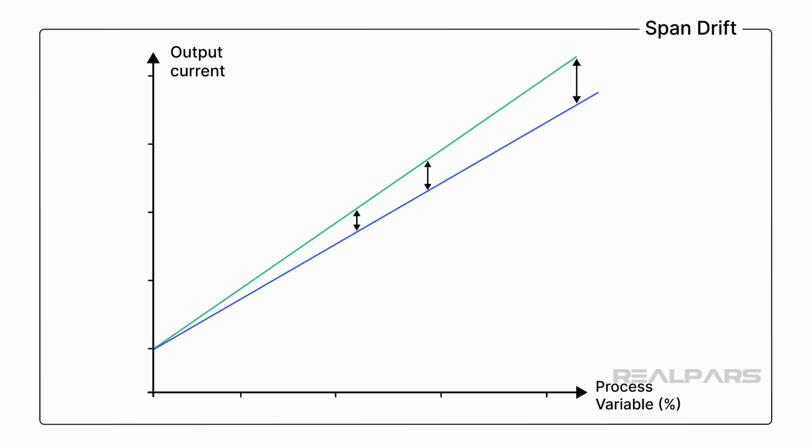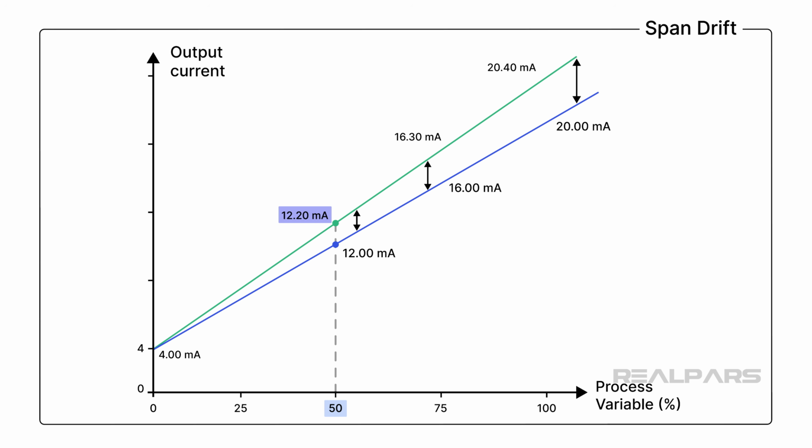With span drift, the measurement is accurate at the low end of the range, but the error increases as the process value rises. For example, the measurement is accurate at a 0% process variable, with a transmitter producing an output of 4.0 milliamps. At 50%, the transmitter outputs 12.2 milliamps instead of 12.0 milliamps. At 75%, it outputs 16.3 milliamps instead of 16.0 milliamps. And at 100%, it outputs 20.4 milliamps instead of 20.0 milliamps.